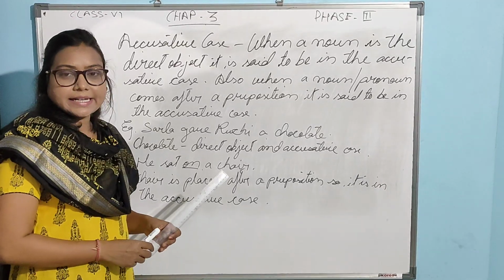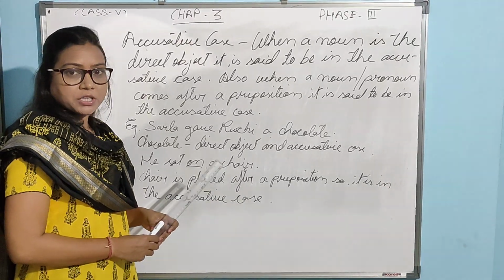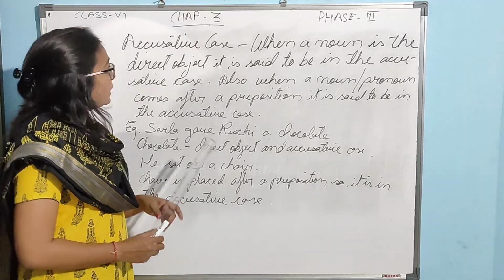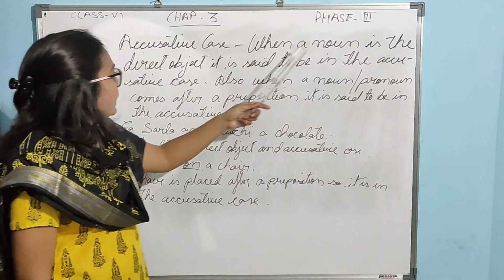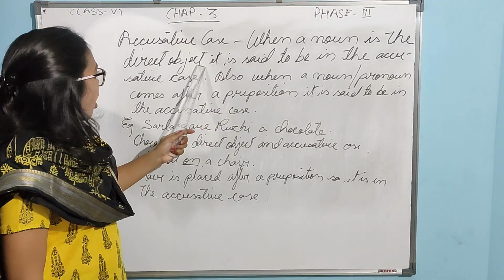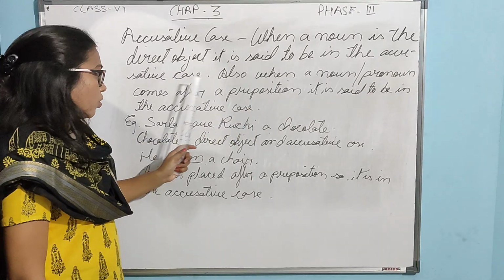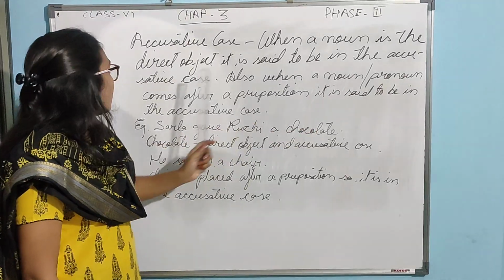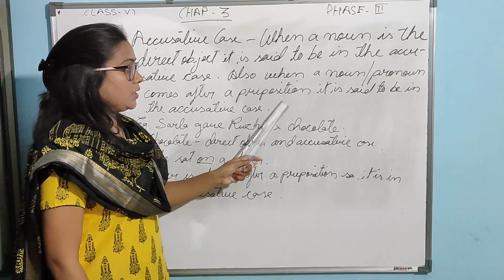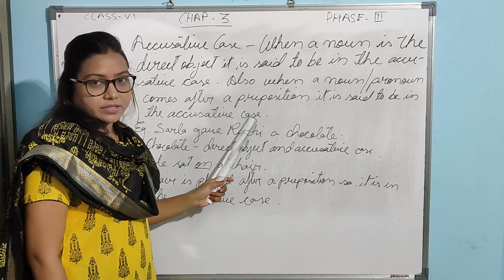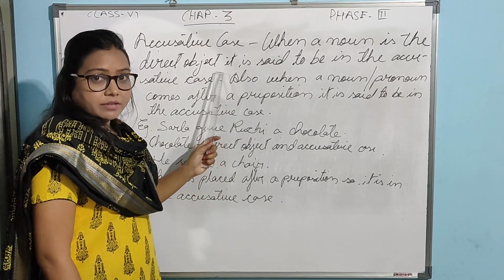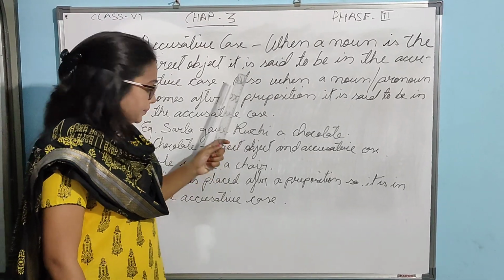Remember, when we were writing kinds of cases, we told that objective or accusative case. So, what is accusative case? When a noun is the direct object, it is said to be in the accusative case. Also, when a noun or pronoun comes after a preposition, it is said to be in the accusative case. It comes under objective case, but it is slightly different.